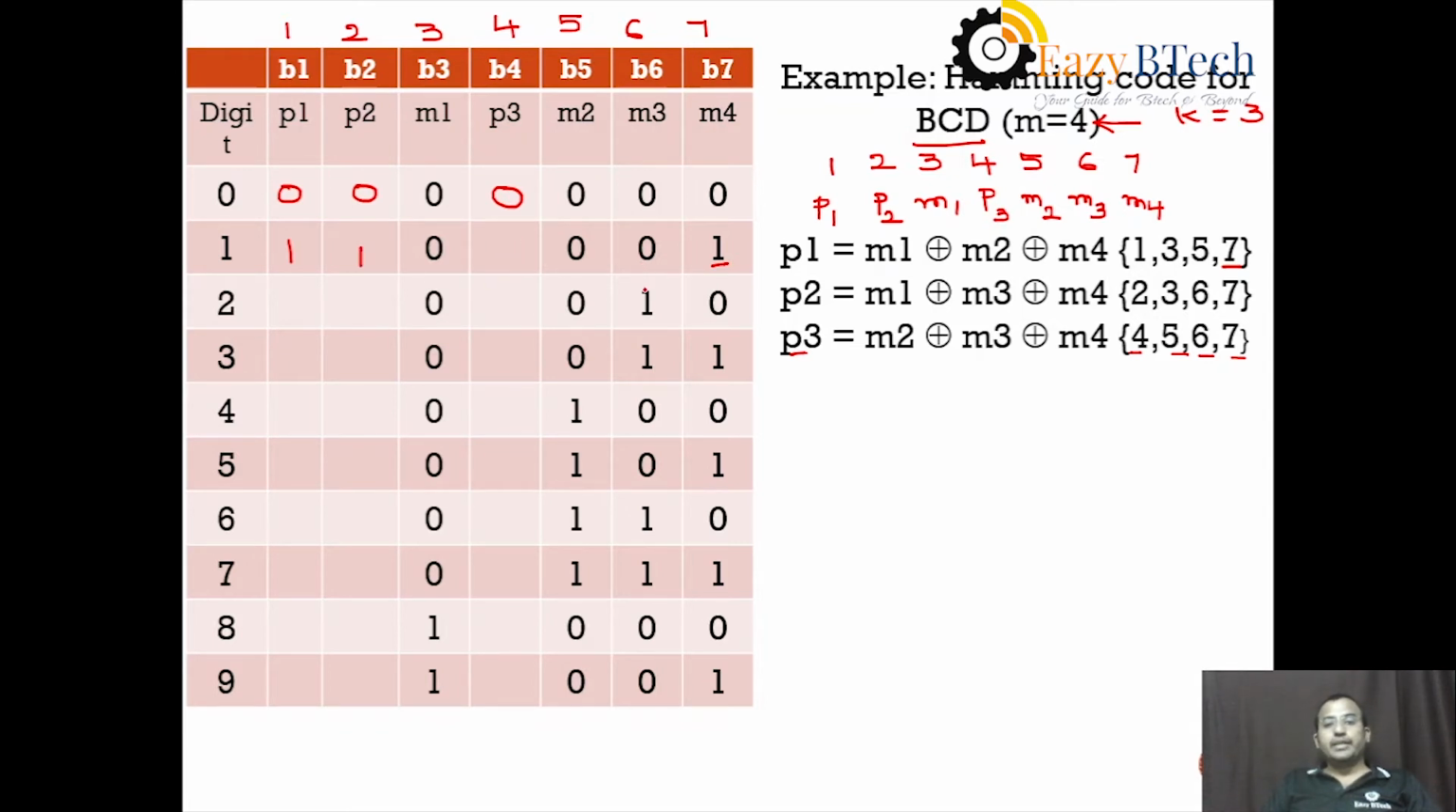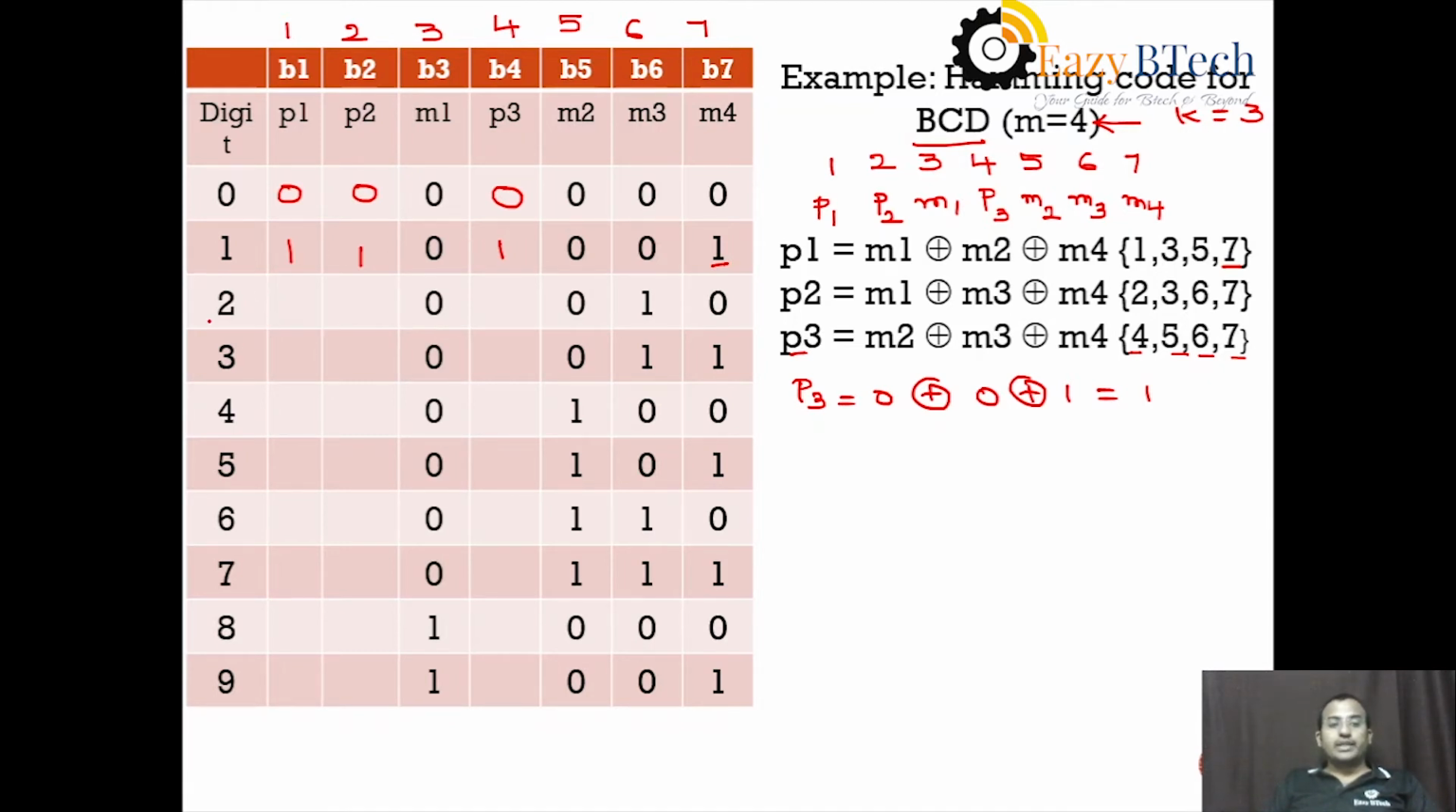Next for P3, I will write here for P3. M2 is 0, 0 modulo M3, and M3 is again 0, and M4 is 1. So 0 modulo 0 is 0, 0 modulo 1 is 1. So P3 is 1. So for the message bit 1, the parity bits are 1, 1, 1.